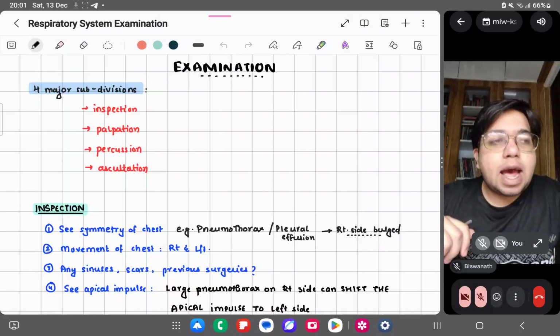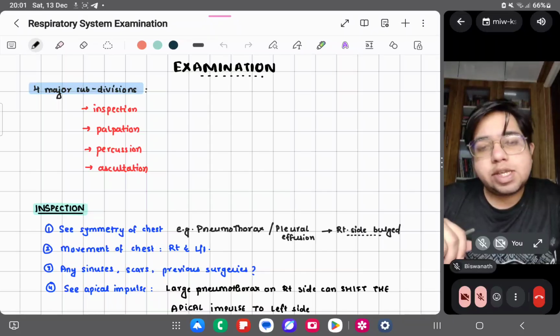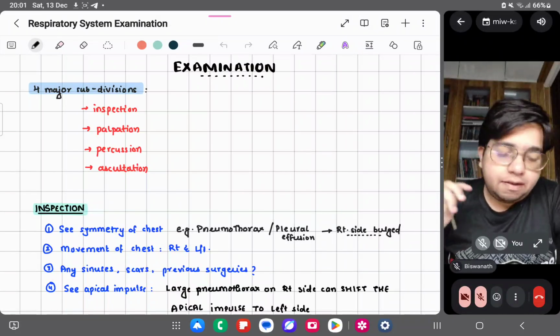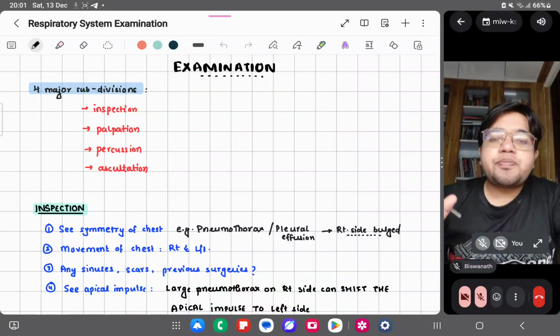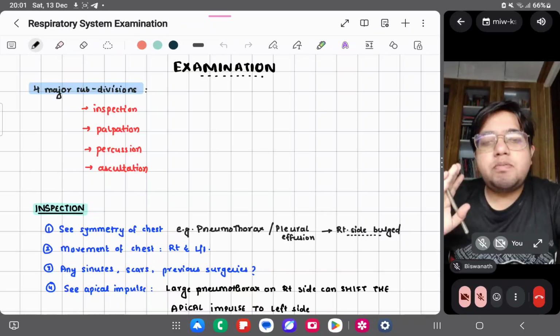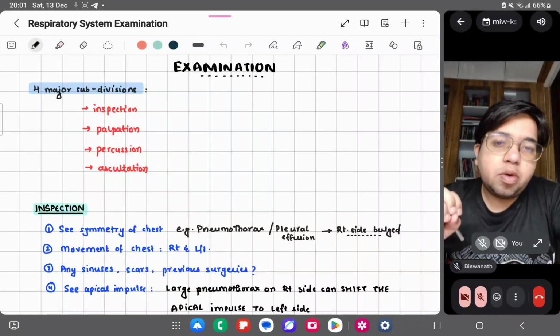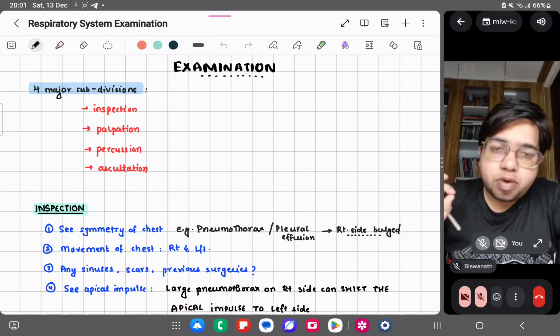It's not possible for many of us to read Hutchinson's, but I will give you the essence of the respiratory system examination that we can derive from it. Just be very clear with me: whatever I am telling you, if you don't go and implement it in your wards, it is of no use. Straight away, it is of no use.